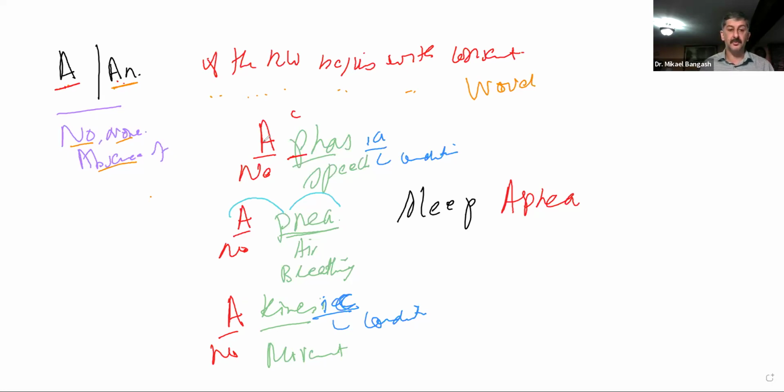Just like a patient who suffers from aphasia will be aphasic. Did that make sense? And again, why do we use a here? Mainly because the root word that we used began with a consonant. Just like here, the root word that we use, p, is a consonant. Did you guys get that?